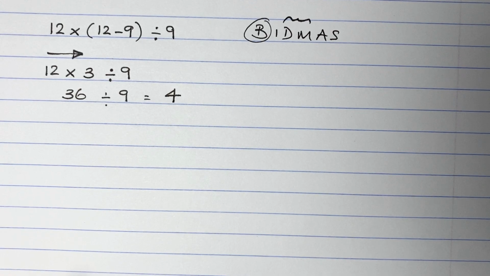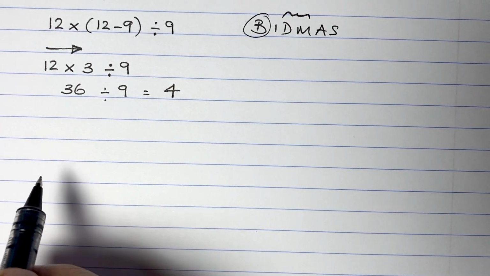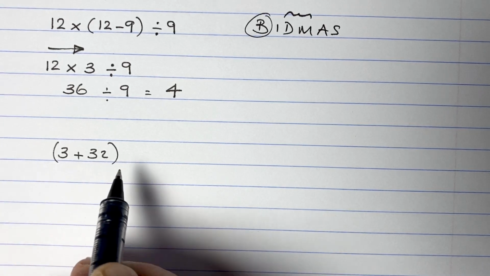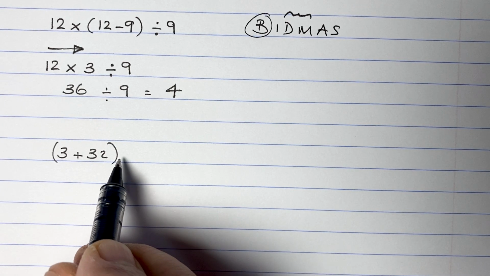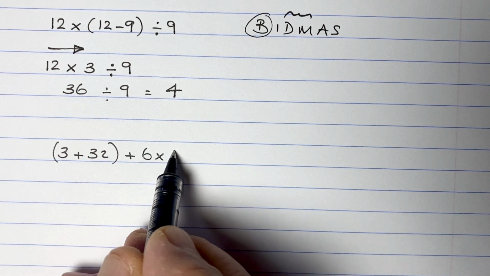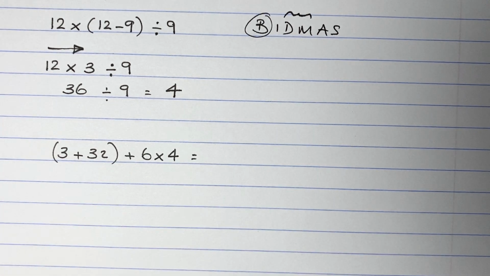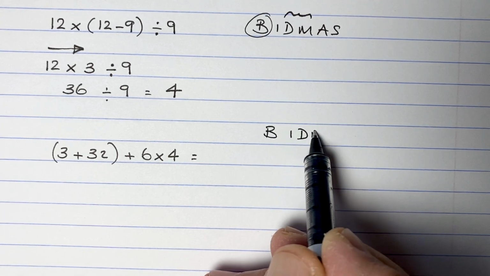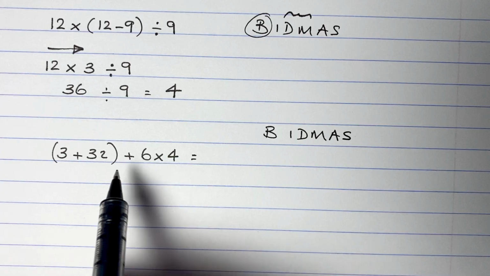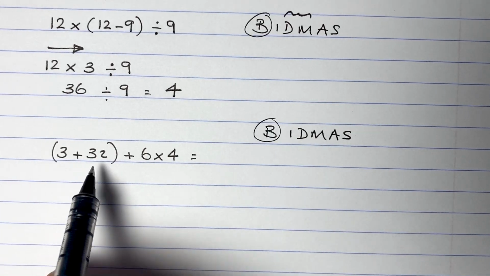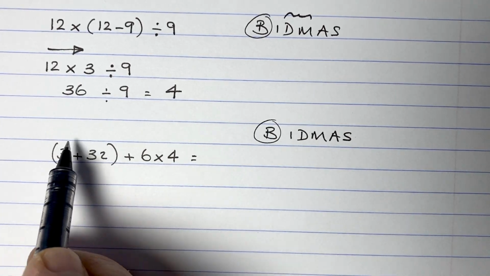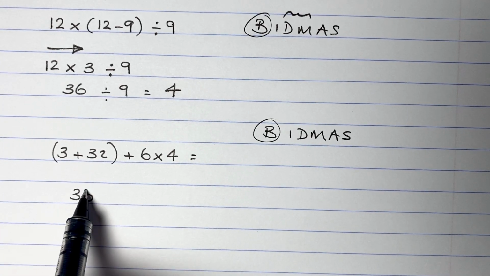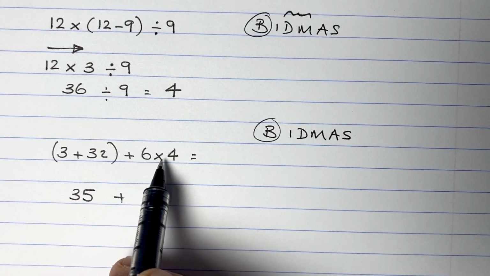Let's do another one. 3 plus 32 inside bracket plus 6 times 4. First, let me write BIDMAS here. First, brackets means deal with inside the bracket, which is 3 plus 32, that's 35. Then plus 6 times 4.